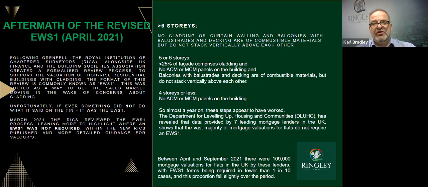Post this confusion, there was uproar, and with the government changing their guidelines, the RICS decided to do the same. And so they adjusted the EWS1 to give a more balanced approach, to try and clarify where you do not require an EWS1. It brought into play the argument over the height of the building and whether or not these are required. So for example, if it's 4 storeys or less with no ACM or MCM panels on the building, you do not need an EWS1. So almost a year on, these steps do appear to have worked.